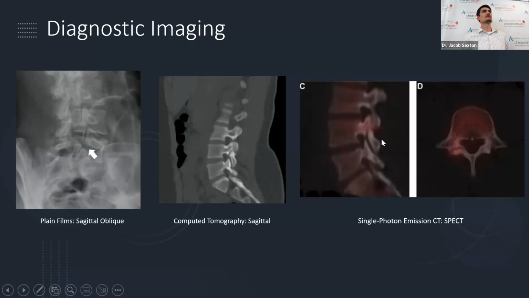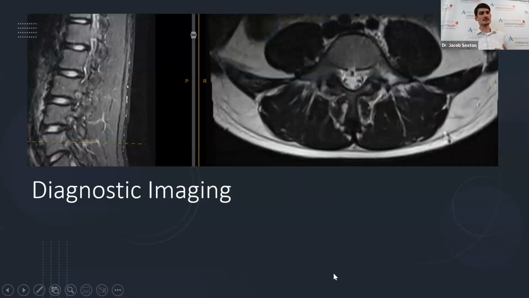The problem is in young athletes, they're growing, they're developing, so everything's metabolically active. So this study doesn't do as good a job in younger athletes, it's more for older athletes. So now we've transitioned to more MRIs for diagnosis and management of these.